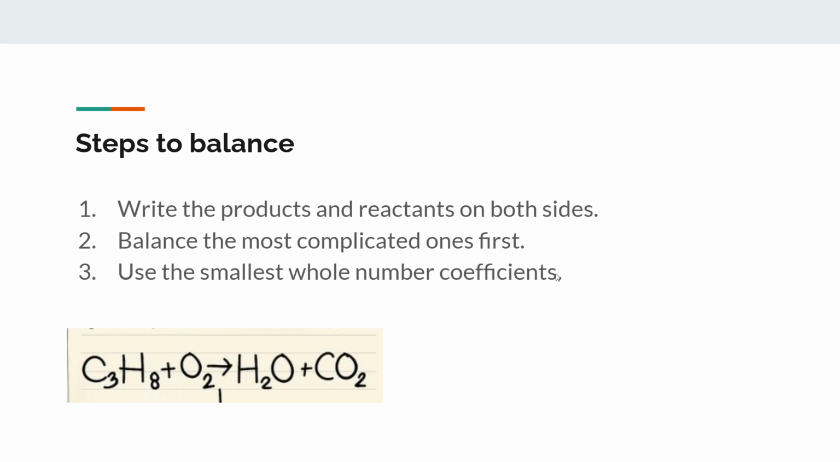So, steps to balance, and we'll show you an example right here. You write the products and reactants on both sides, and typically that's going to be done for you. If it's not, they'll tell you what to react. But first, we balance the most complicated one first, and we use the smallest whole number coefficients.